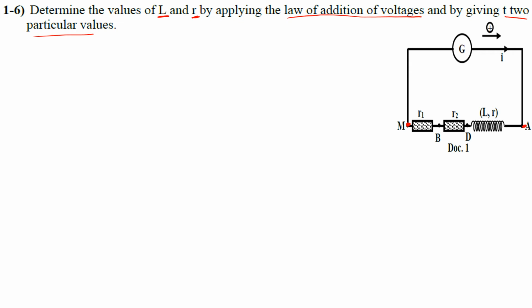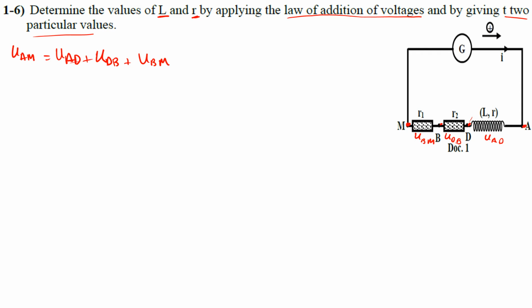So I can say that UAM is equal to this part, which is UAD, between A and D, for the coil, plus the part between D and B, which is the voltage across R2, so I will write plus UDB, plus UBM, which is across R1, the one we dealt with before. So this is UAD, this one is UDB, and this one is UBM.